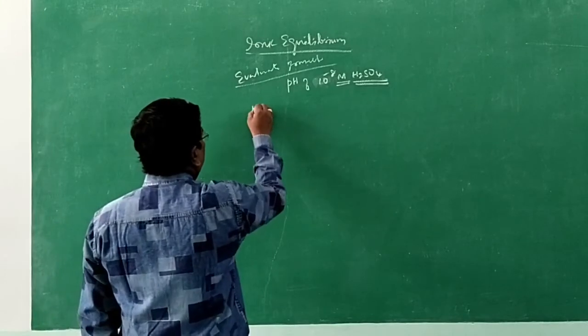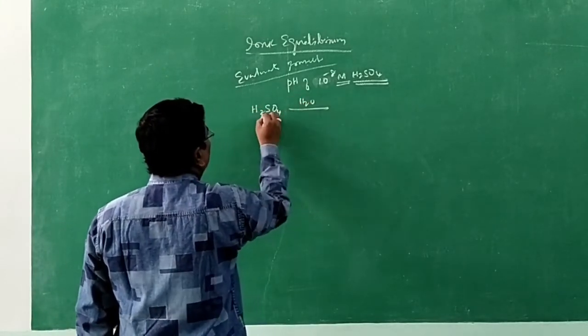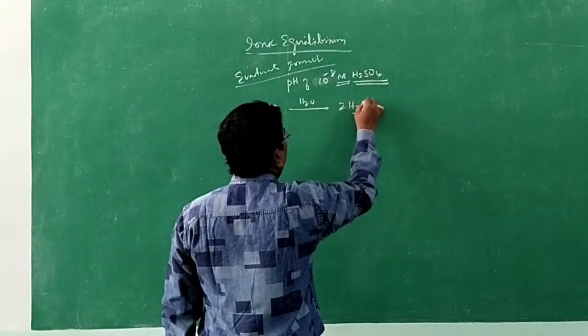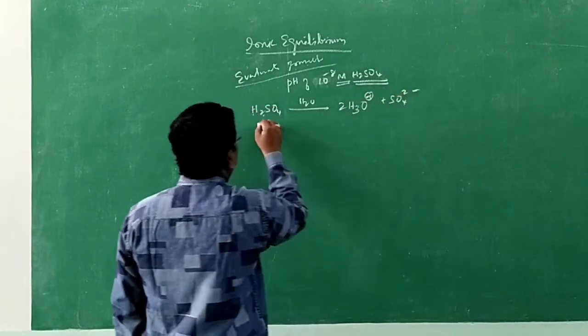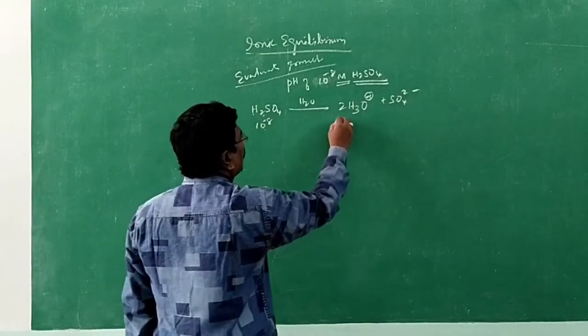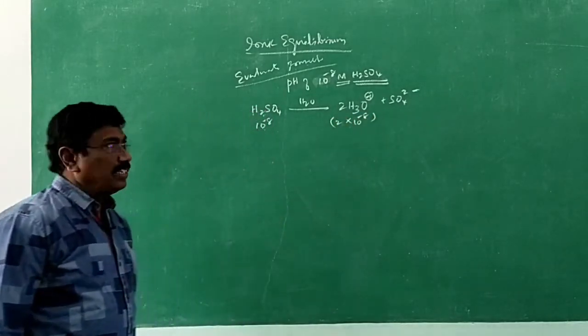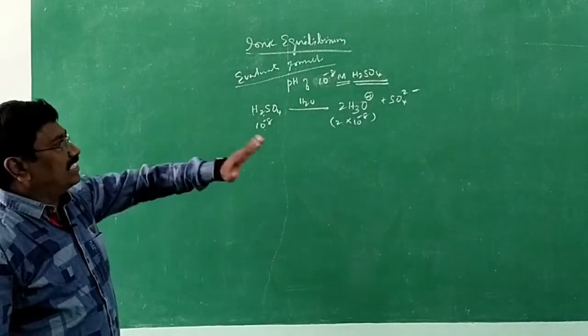When the concentration of sulfuric acid is given in molarity, since it furnishes 2 moles of hydrogen ions, it will give 2H3O plus and SO4 2 minus. Therefore, if the concentration is 10 power minus 8, here you will be getting 2 into 10 power minus 8. Don't forget, that is more important. Earlier, I have taken 10 power minus 8 molar HCl. Therefore, I have taken as such.